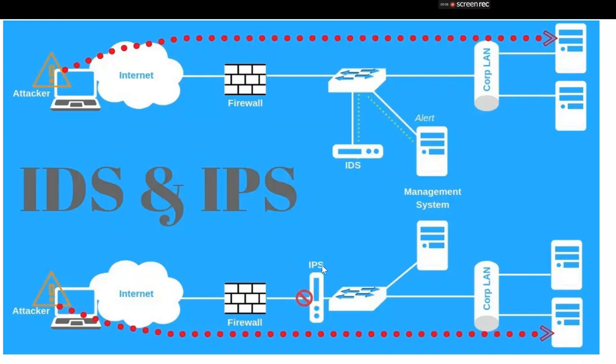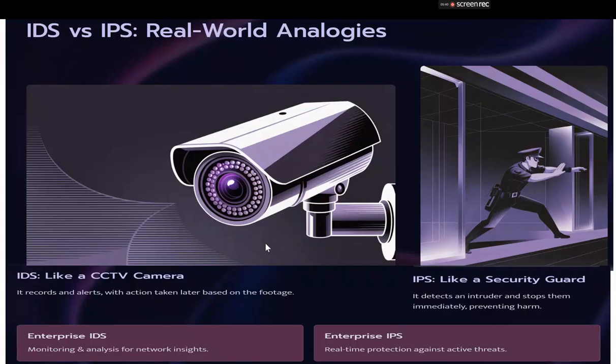Here I have given an example of IDS and IPS deployment, how it is deployed after the firewall. See, IDS is in passive mode here. The second one, IPS. IDS in passive mode, IPS in blocking mode.